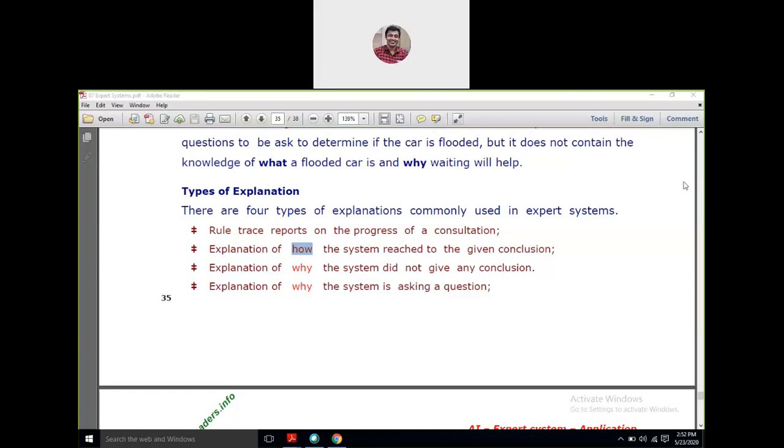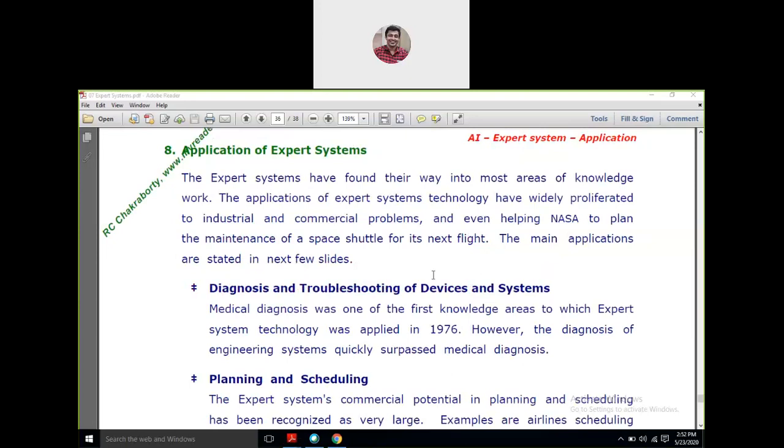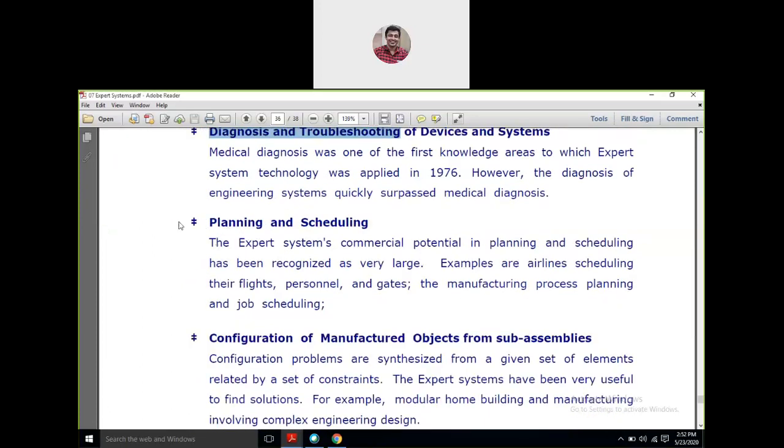So this is there. Now the applications of expert system. I have said many times, they are mostly used for diagnosis and troubleshooting of devices and systems. And the second one is planning and scheduling. You plan out or you schedule some kind of tasks, then those kind of things can be recommended by a particular expert system, right?